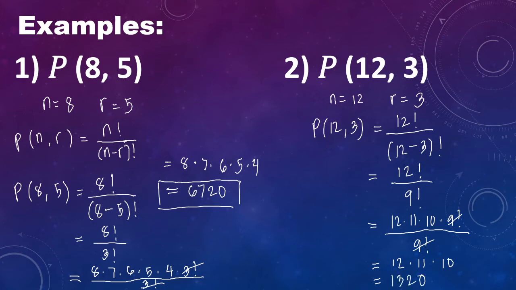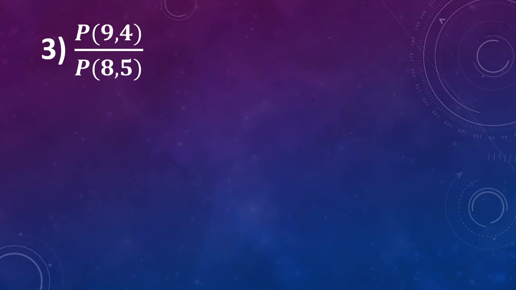Okay, so ito yung ating permutation of 12 taken 3 at a time. Okay, so ito yung ating sagot sa number 2. 1,320. Okay? Number 3, example.